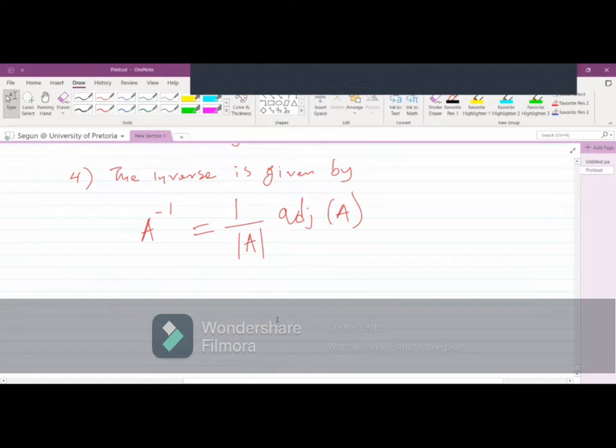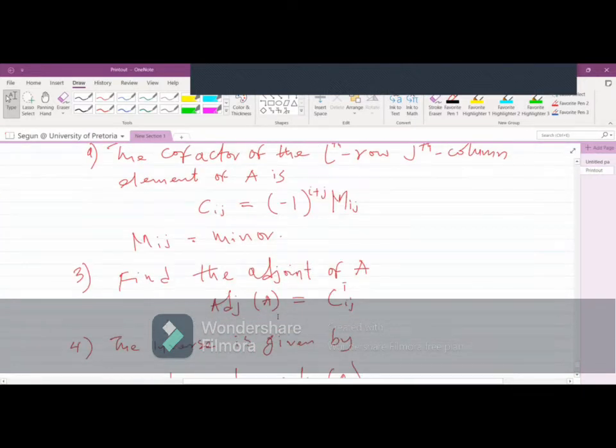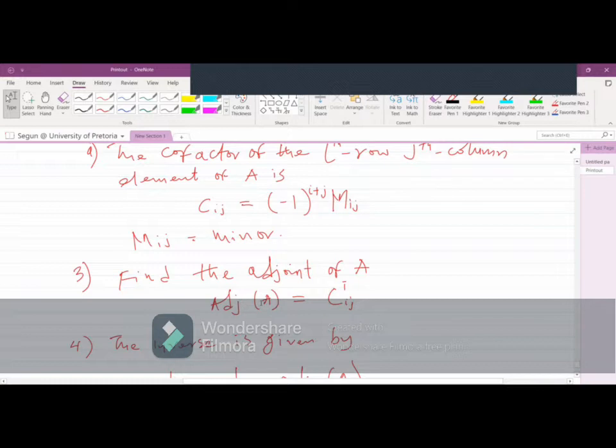Please, can I see example 3? That's step 3. Step 3 says find the adjoint of A. And our adjoint of A is equal to the transpose of the cofactor. Adjoint of A is the transpose of the cofactor. You remember the transpose, right? Yes, sir.